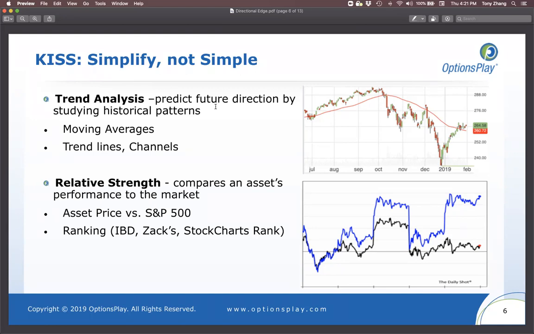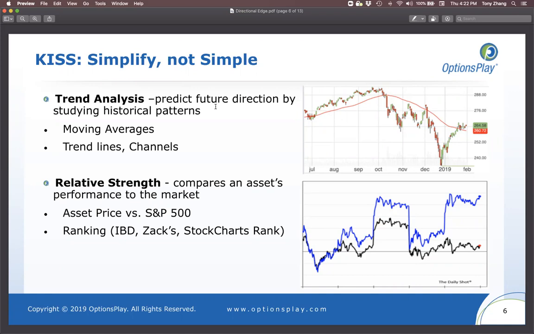You can simply take the asset's price, so a stock price, and compare it to how it's doing compared to the market. There are more robust ranking methodologies. Probably the most famous one is IBD's, Investor's Business Daily's, ranking that they provide on all stocks. Zacks provides something like this. Stockcharts.com also provides a ranking like this. We use a more robust method like one of these three to get a sense for relative strength, because we're calculating relative strength instead of just across a single period of one stock against the market. We look at multiple periods across multiple indicators to get a more robust reading of relative strength.